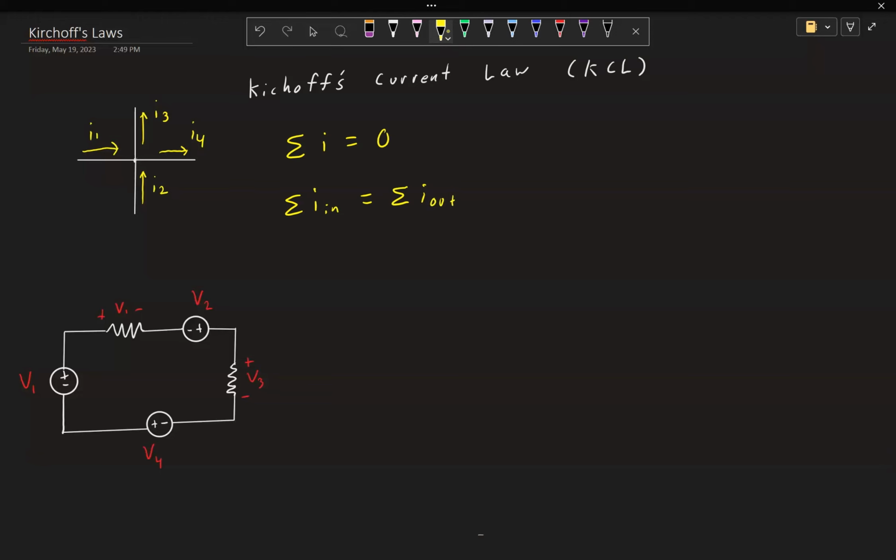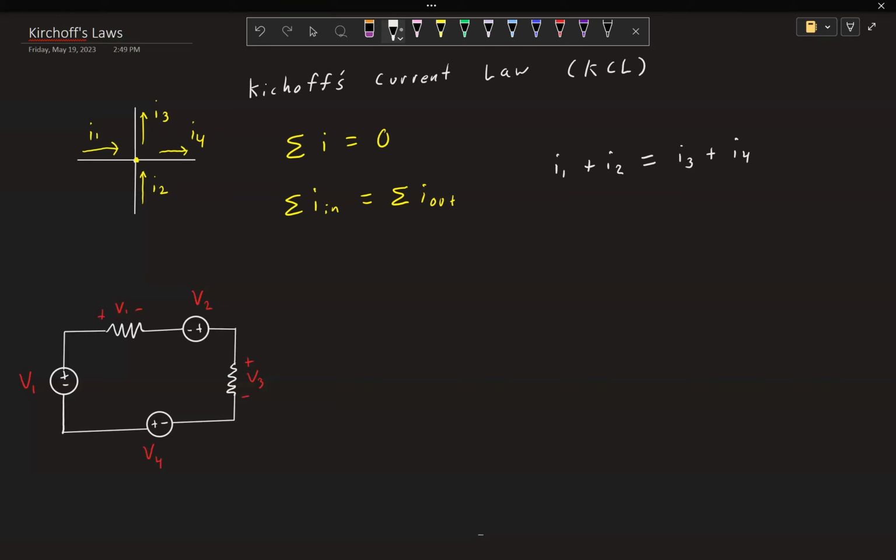So if you look at this node right here, and we use this law, we say, okay, what's going in? We have an I1 going in, an I2 going in, and then it looks like an I3 going out and an I4 going out. So for this example, we would just say I1 plus I2, because those are going in, equals I3 plus I4. So that's how you do KCL.